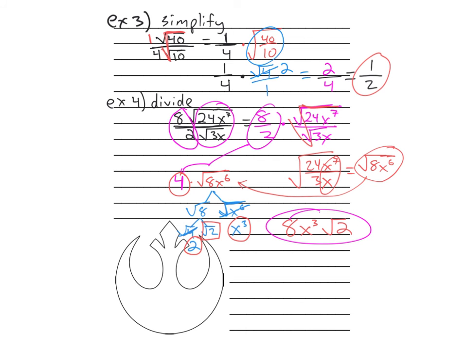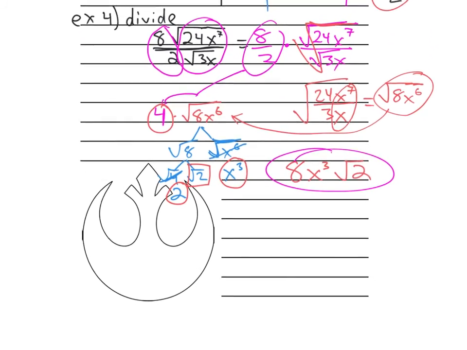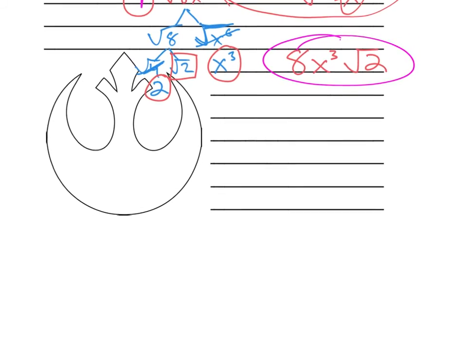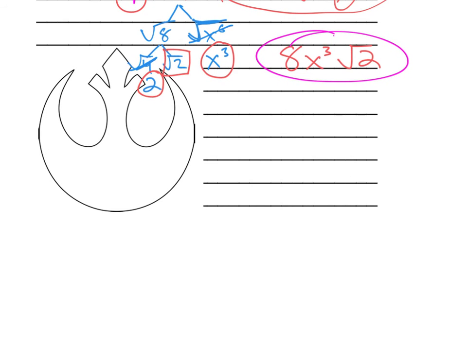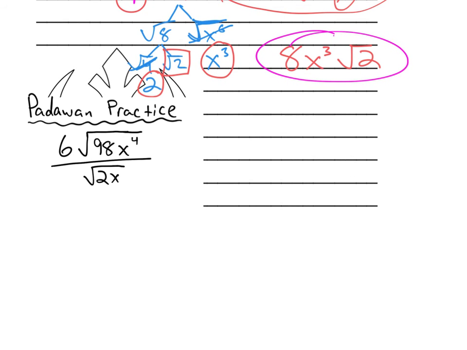I'm going to go ahead and zoom in here at the bottom of the page to do our Padawan practice before we end our video. So I'm going to make some room. Here is your Padawan practice for this division concept with radicals. Go ahead and simplify this problem right here: 6 root 98 x to the fourth on top, all over the square root of 2x. Again, remember you're trying to simplify your radicals, your fraction, and also remember you cannot have a radical in the bottom of your answer.